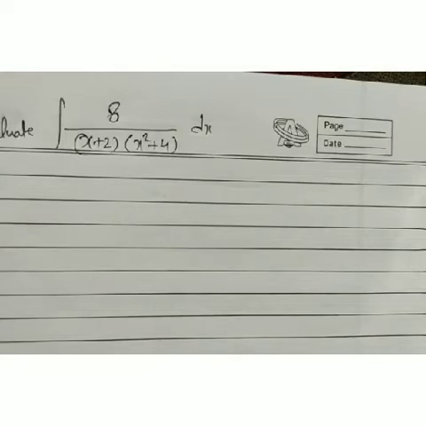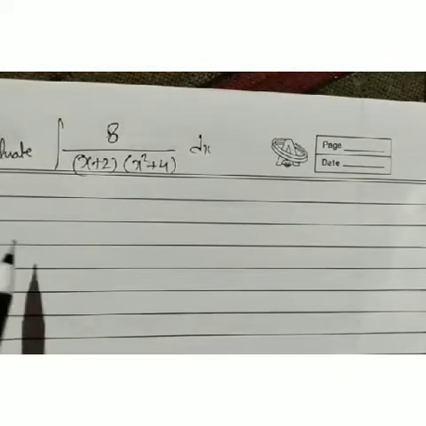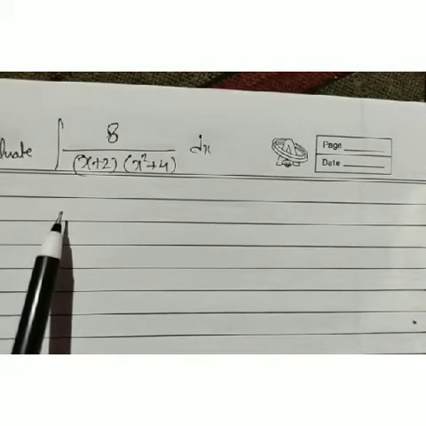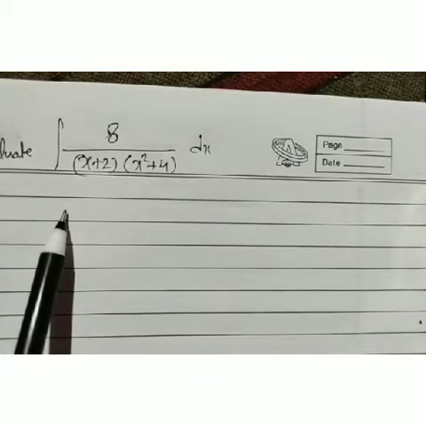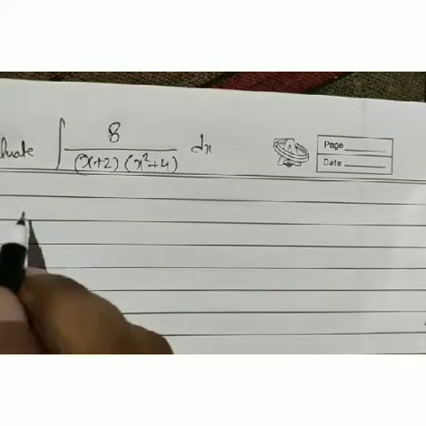Now look, x square plus 4 is not factorizable. It's a quadratic and we cannot factorize it. This is type 3, which we have discussed. Then we have to take some a upon x plus 2 and then plus bx plus c upon x square plus 4 to solve it. So it's our type 3 problem, and we are going to start with our method of type 3.